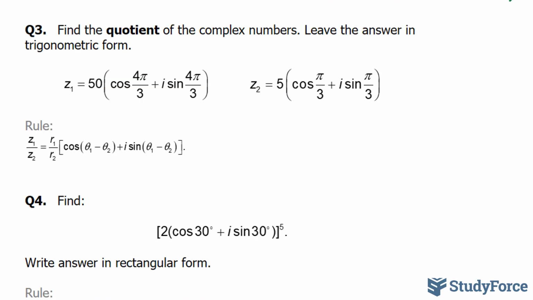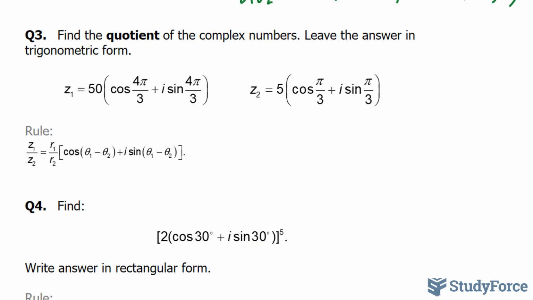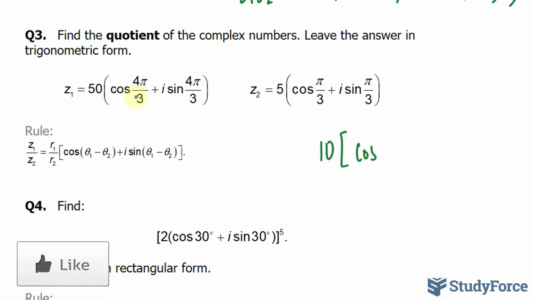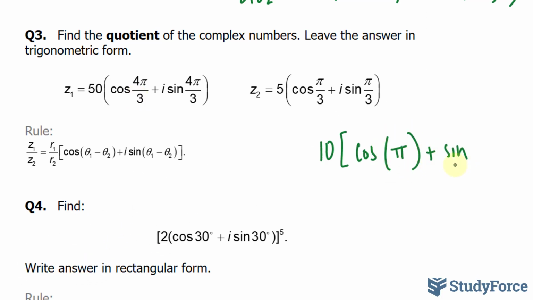What about dividing numbers that are in trigonometric polar form? Well, for that we use this rule. We'll divide our r values. 50 divided by 5 is 10. And we'll write down cosine. We'll subtract the two angles. 4 pi over 3 minus pi over 3 is pi. Plus sine, and the same thing. We have pi times your imaginary unit i.